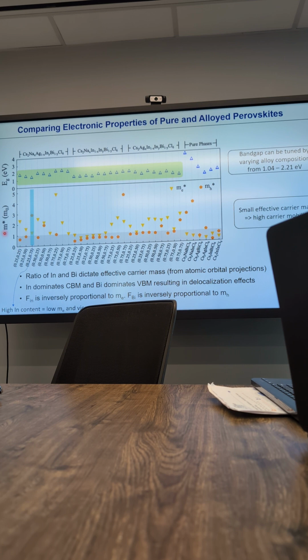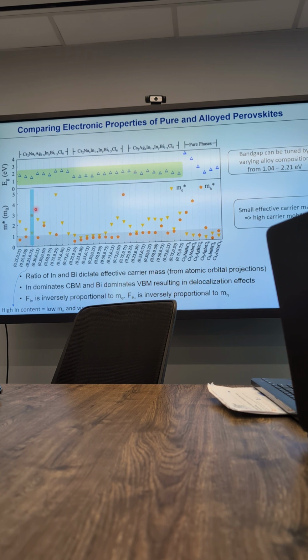Now this second one is the effective carrier mass, and it took me a while to understand this as well, but the point made sense. They also studied the effective carrier masses, and as I mentioned, that's really related to the carrier mobility. In these systems, these ones show the pure phases, and these are the alloyed systems again.